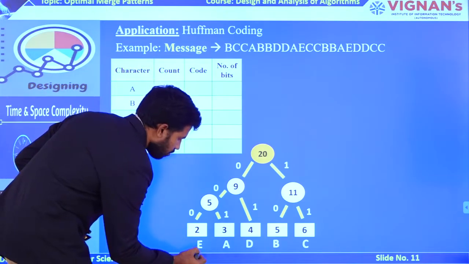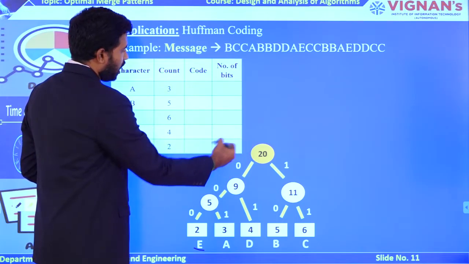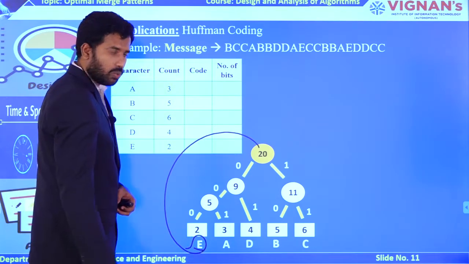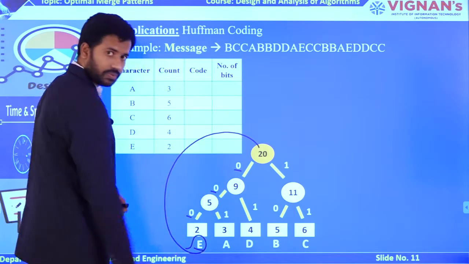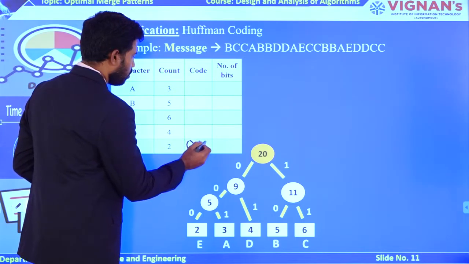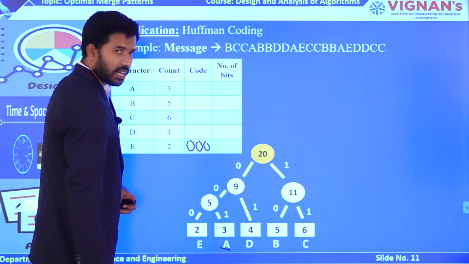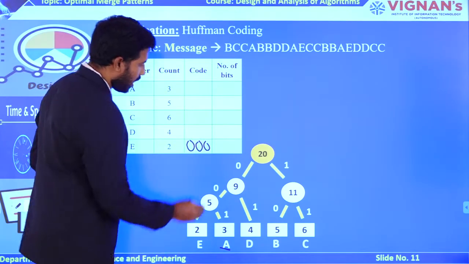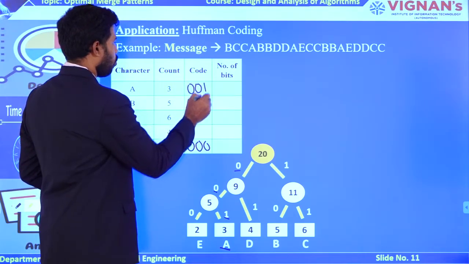So for the first character, what is the first character? Here it is available, E. So what are the values from root node to E? To move from root node to E, what are the values you need to trace? 0, 0, 0. The code for E is going to be 0, 0, 0. Now what is the code for A? Try to trace from root node to A. How to move from root node to A? 0, 0, 1. So the code for A is going to be 0, 0, 1.